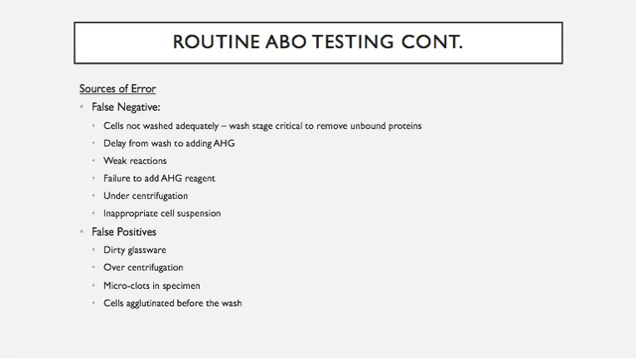We also mentioned previously that cell suspension should be 2 to 5% because we want these reactions to occur within the zone of equivalence. If that cell suspension is not correct, it could lead to false negatives. Okay, false positives can come from glassware that is dirty. Some particulate matter on the glassware could be seen as agglutination. False positives can also come from a sample that is over-centrifuged, microclots in the specimen, or cells that were already agglutinated before the wash stage.